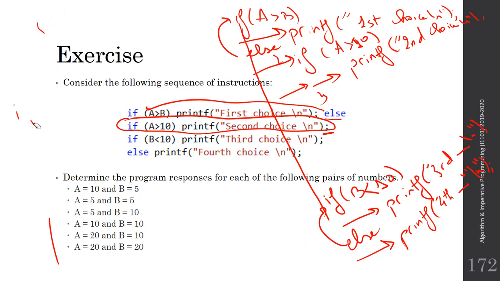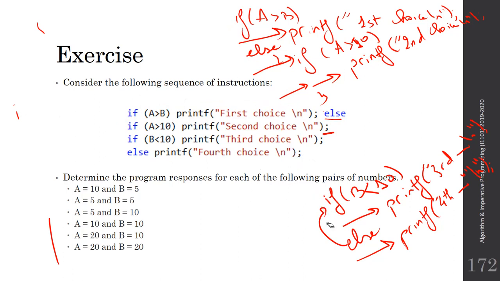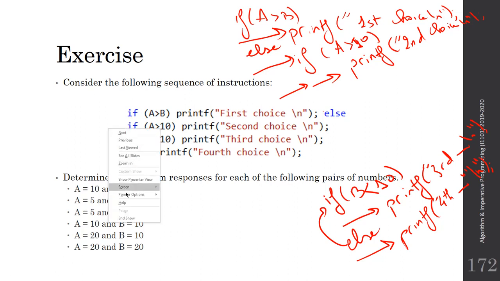And let us execute the program. So this is it. I will remove all the unnecessary explanation just to make it clear, and let's start. They are asking us to determine the program response for each of the following pairs of numbers. So suppose that the user enters 10 in A and 5 in B. What should be printed on the screen?